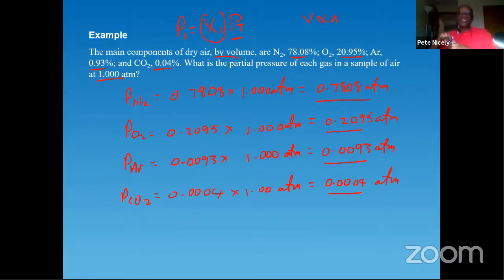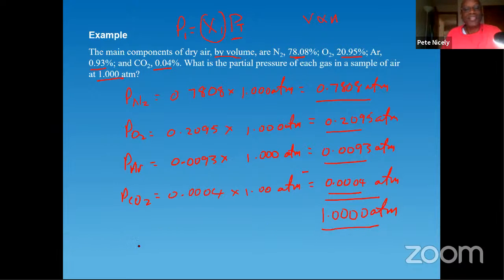One other thing I want to add is that when you're doing problems of this type, you can check to make sure that your final answer is valid. In this case, when you add up all these pressures here, you should get 1.000 atmospheres. If you don't get this exact value, you should get a value very close to it, because sometimes there are some rounding issues which could cause the final answer to deviate from what it should be. When you add up all the partial pressures, it should be equal to the total pressure.